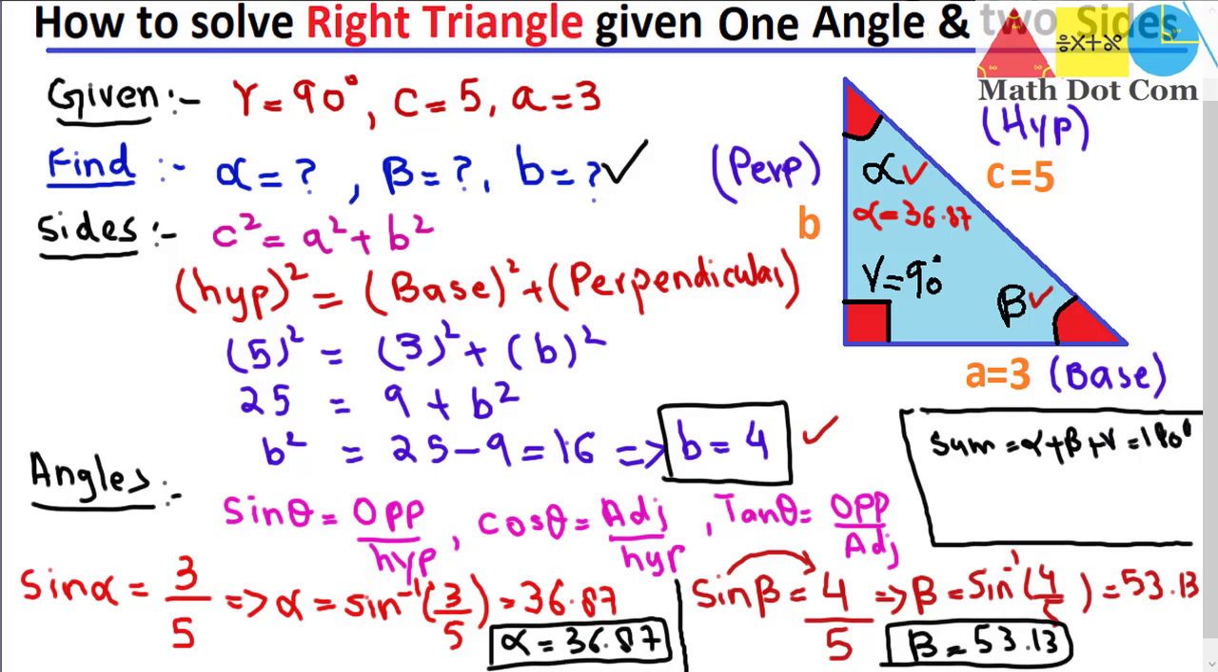So here alpha is 36.87 plus beta is 53.13 and gamma is 90 degrees. If you add them all, you get 180 degrees. So both sides are equal, and we can say that the angles that you have found are correct. This is a check method. You can check the values of your angles. So this is how you can solve a right triangle given one angle and two sides.